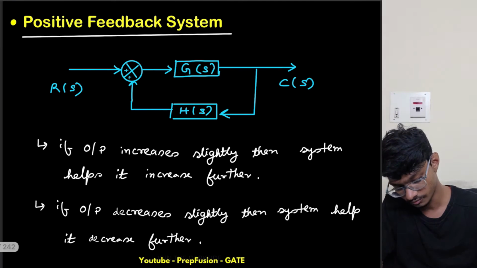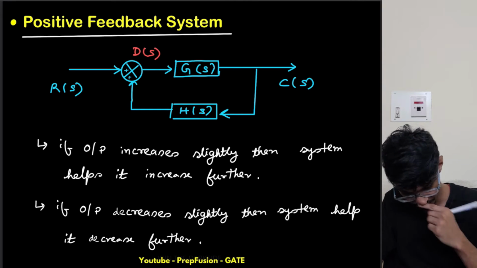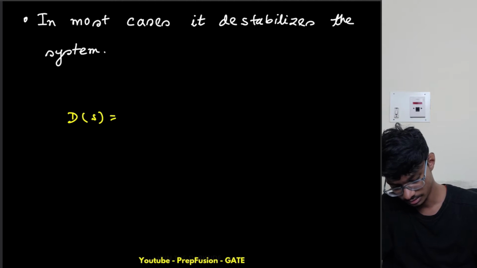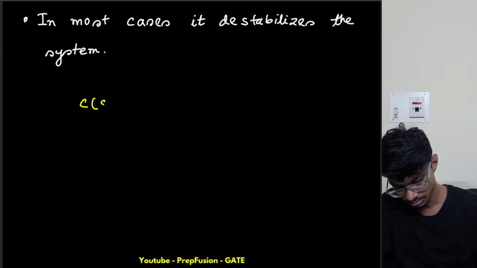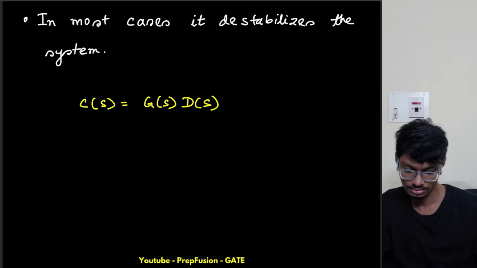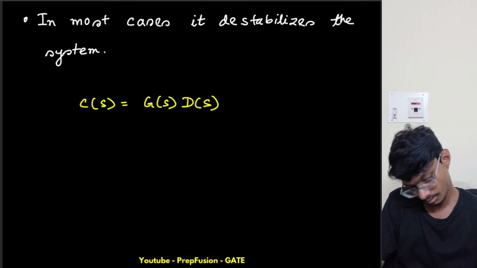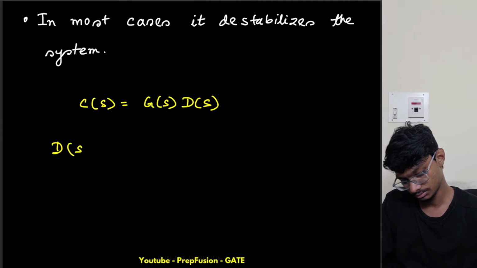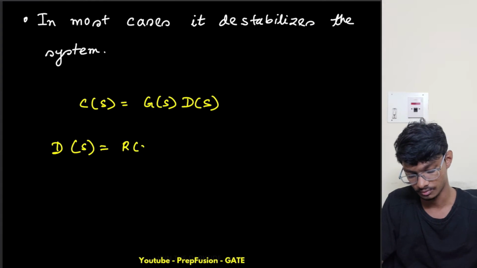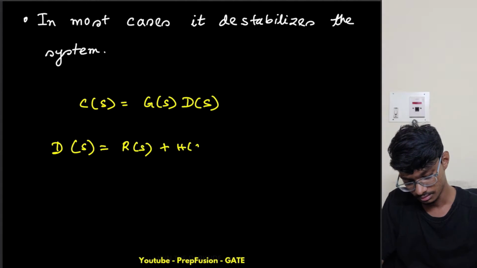Okay, so again let us do this. This is again signal D of S. This time I will do it a bit fast. C of S equals G of S times D of S, right? Now what is D of S? D of S is basically the addition of those two signals. It was previously subtraction, now it is addition of those two signals, R of S and H of S into C of S.